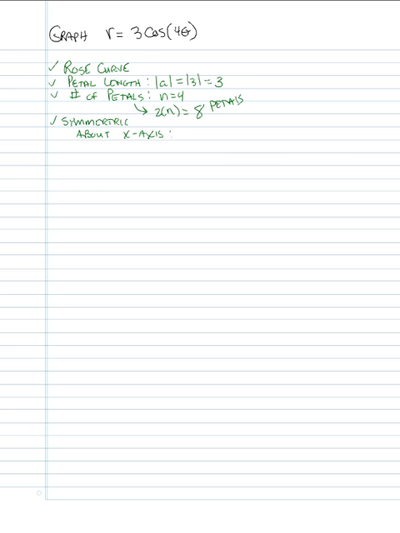Now, let's stop and think about how far apart these petals are going to be. It has a total of 8 petals. Well, how many radians are there in a full revolution? There's 2 pi. So if we take 2 pi and divide by 8, what is that, pi over 4? Each petal is pi over 4 units apart.